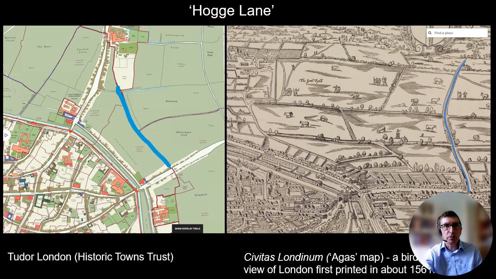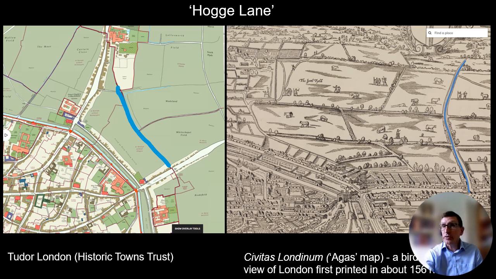And we can see what Stow was talking about in these maps. On the left, again, is Tudor London, showing Hog Lane running northwest from what is now Aldgate High Street. And from the same period, we can see one of the earliest maps or views of London, the so-called Agas map from the 1560s. We can really see in that view the rural character of the area outside the city wall, as it was when John Stow was growing up.